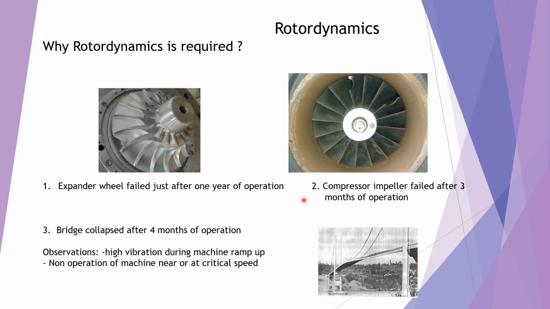The second photograph shows a compressor impeller that has failed after just 3 months of operation. The analysis was again done for this compressor wheel, but the separation margin was overlooked. In fact, there was no separation margin between the critical speed, the disc natural frequency, and the exciting frequency, and that is why it failed.